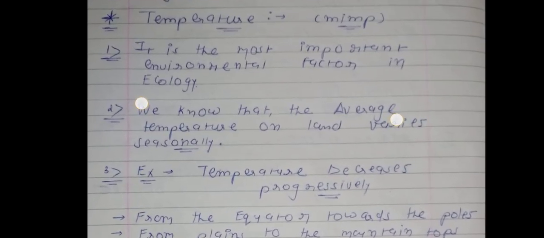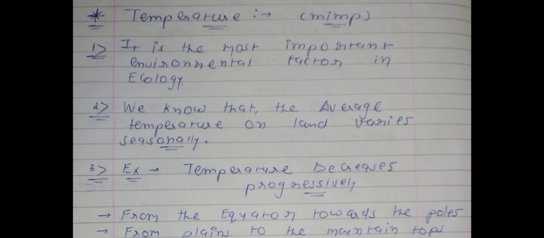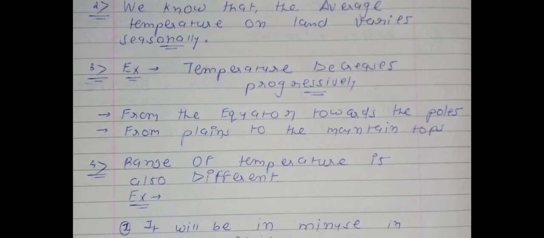So again we are going to revise this first page. Point number 1, temperature is the most important environmental factor in ecology. Point number 2, temperature is not constant, it is not similar in every season, but it changes seasonally. Point number 3, if we go from the equator towards the pole and from plains, meaning from grounds to the mountain tops, temperature decreases progressively.